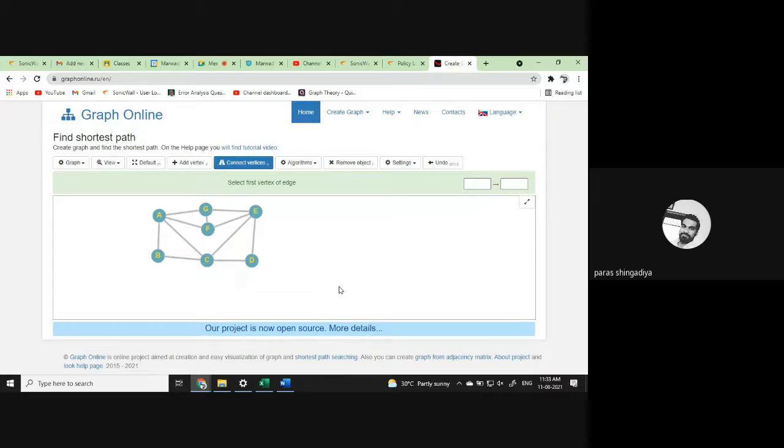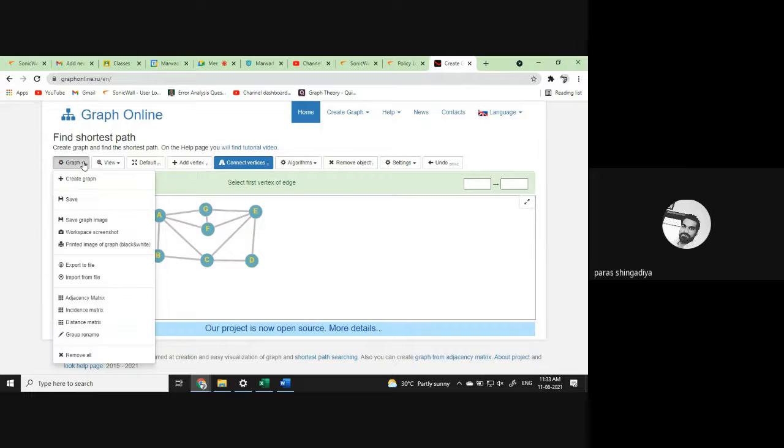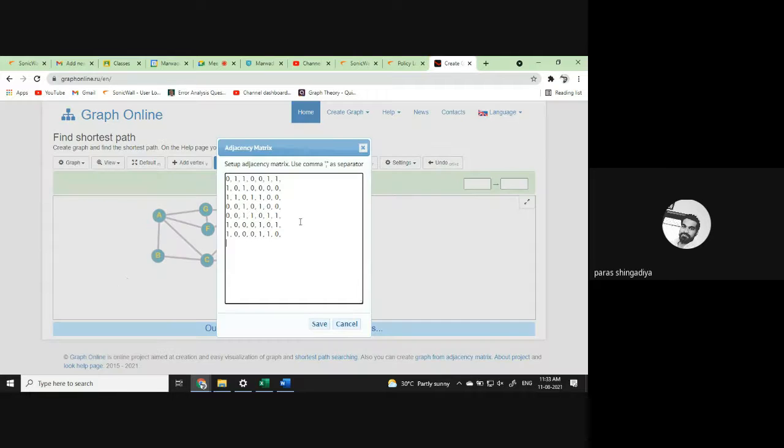Clear? Now to derive the adjacency matrix, one of the options given is adjacency as well as incidence. So we'll derive the adjacency matrix first. This is your answer. You will get each row in this form. Diagonal will be 0 because there is no loop at any vertex. Then check each row and verify your answer with that.